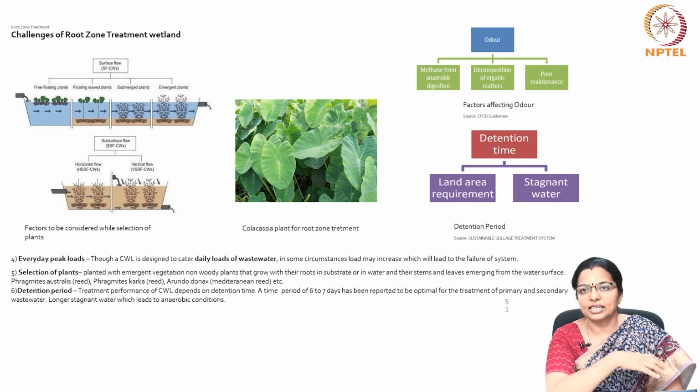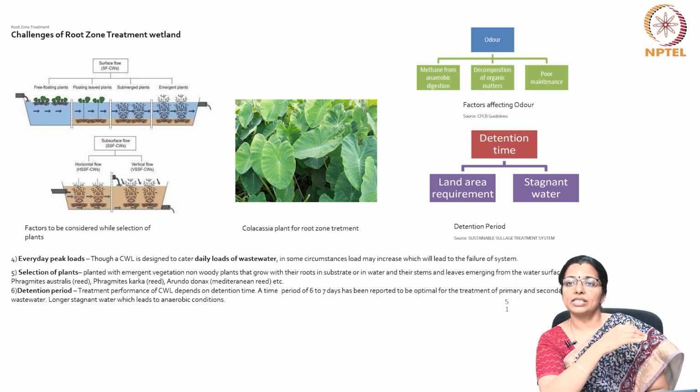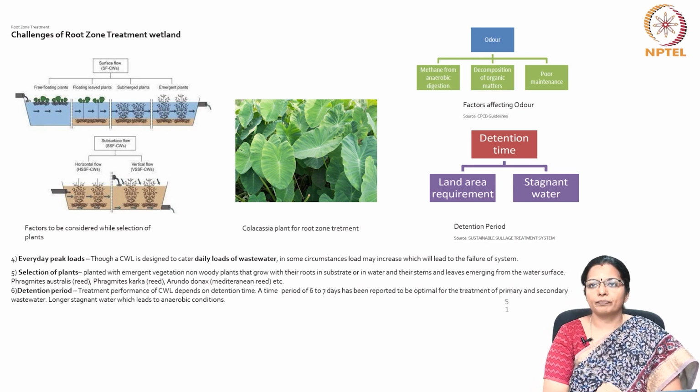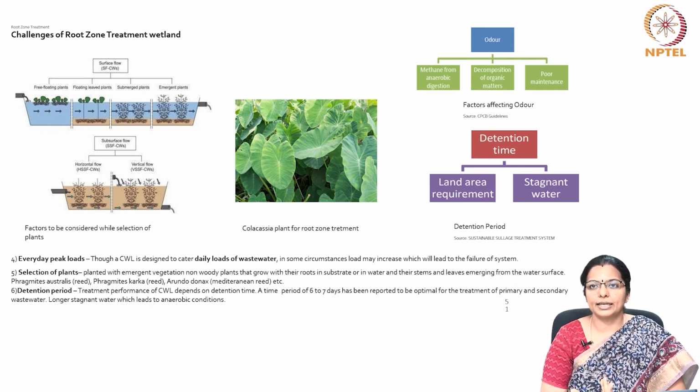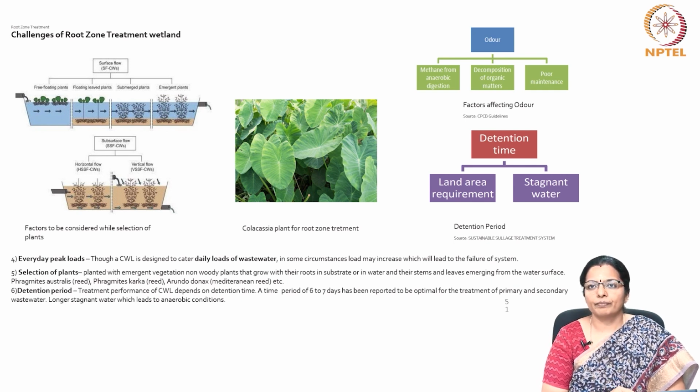Second is plant selection. Plants with emergent vegetation, non-woody plants that grow with their roots in substrate or in water, and the stems and leaves emerging from the water surface are needed. So, there are certain reeds like Phragmites australis, Phragmites karka, which is again a reed, Arundo donax, which is a Mediterranean reed. These are all good.